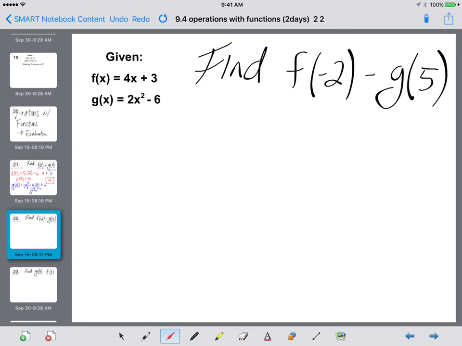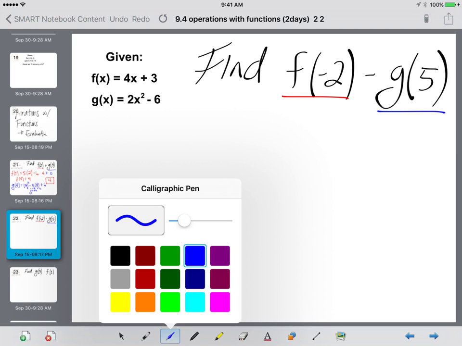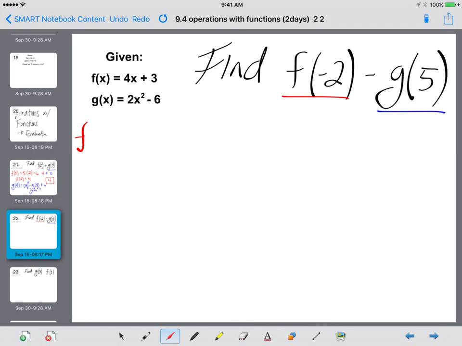Let's take a look. Let's see what happens when we're subtracting these functions. So we have f of negative 2 minus g of 5. Let's evaluate this. We want to find f of negative 2. So I'm going to plug negative 2 in for any and all x's. Well, f of x is 4x plus 3, so we have 4 times negative 2 plus 3. That leaves you with negative 8 plus 3 is equal to negative 5.